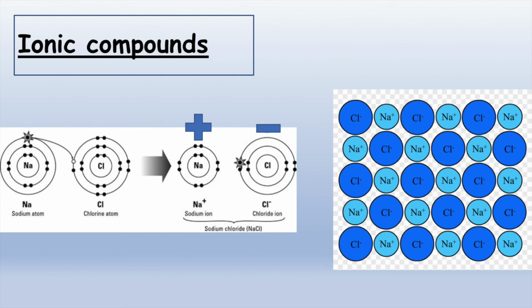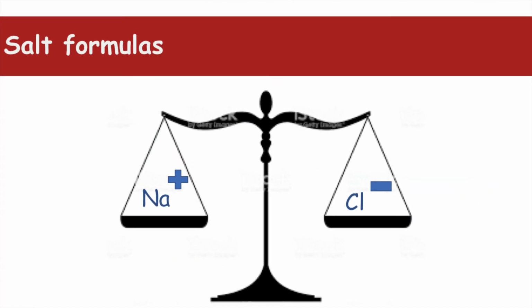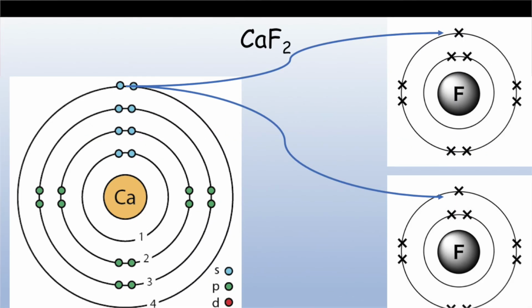So here, to give both atoms a full outer shell, only 1 electron needed to be exchanged. So this is giving it a 1-to-1 ratio, meaning that only 1 sodium and 1 chlorine came together to make sodium chloride. This means that its formula is just going to be NaCl. We haven't had to use any small numbers because it's just 1 of each. But this is not the case for everything.